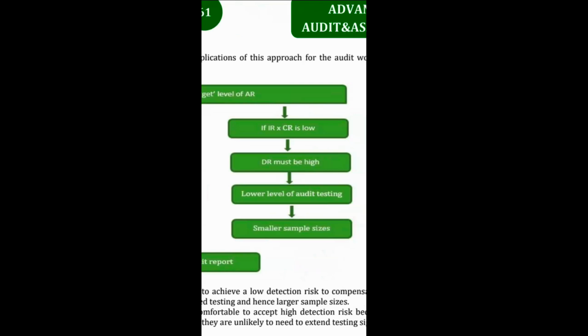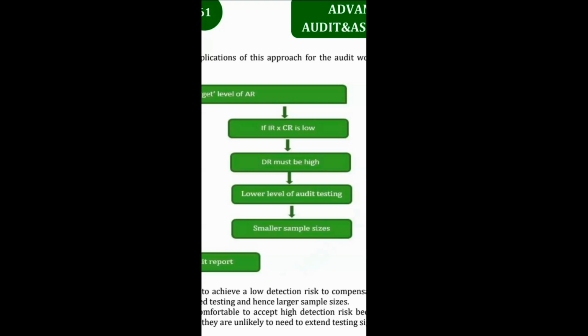Let me explain what I mean when I say detection risk is high or low. When detection risk is low, what that implies is that the auditor has gained an understanding of the client business. He understands how the client business operates, so he's going to carry out fewer audit tests. He's also going to collect a smaller sample size. That is if the detection risk is high. You understand what I'm saying?